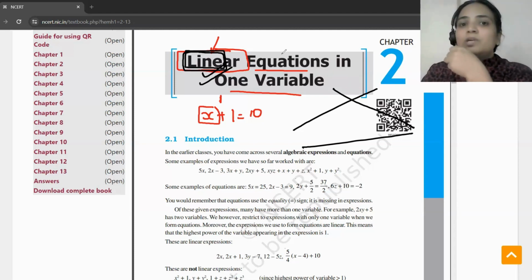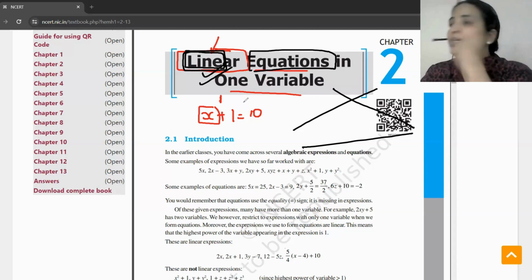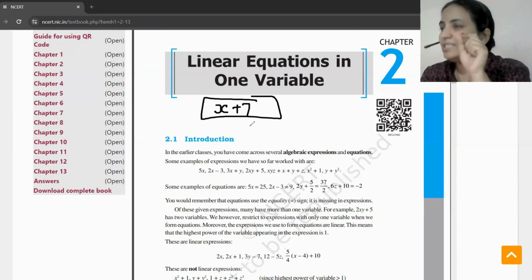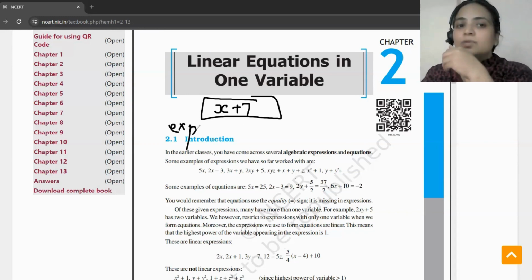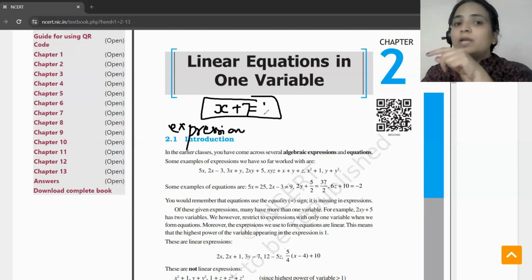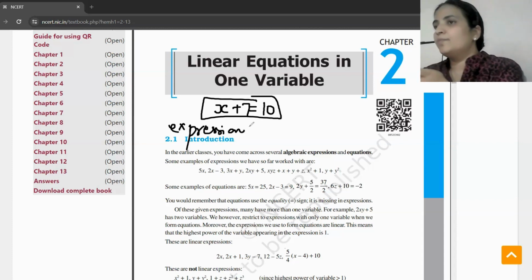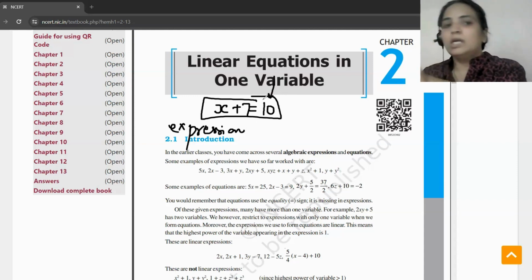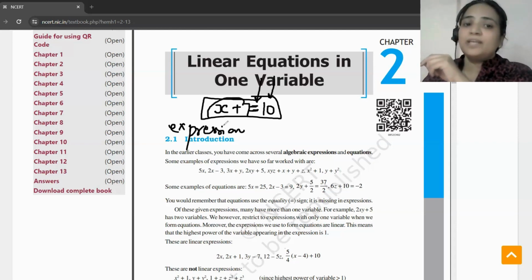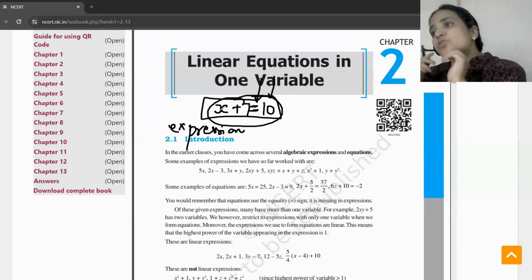Understood? Now, what is the meaning of this word equation here? Equation means it will have one equal to sign for sure. Right? Like, let me write one expression here. This is an algebraic expression. Right? What is this? This is an expression. Now, how will this expression become an equation? When you write it equals to something. It can be anything, equals to anything. But whenever you put an equal to sign there, this expression becomes an equation. Understood or not?